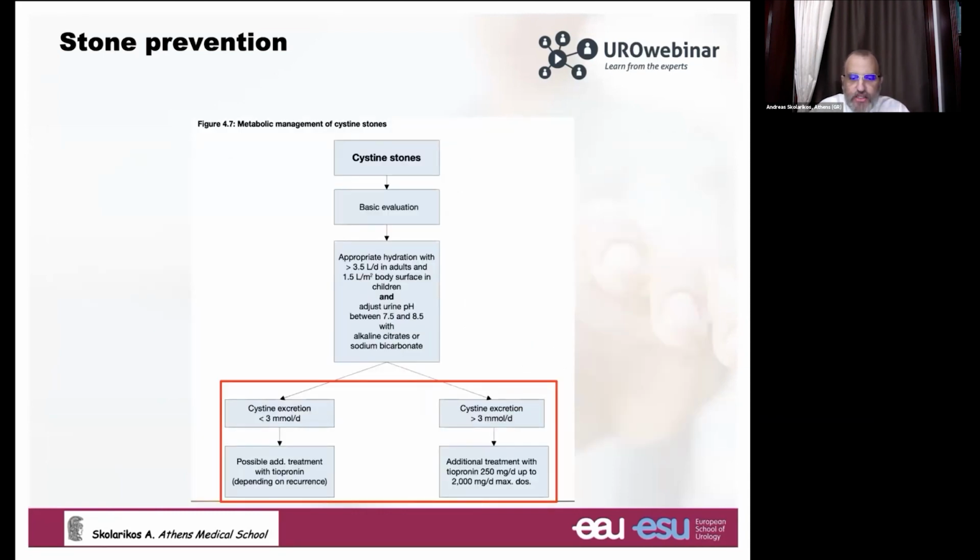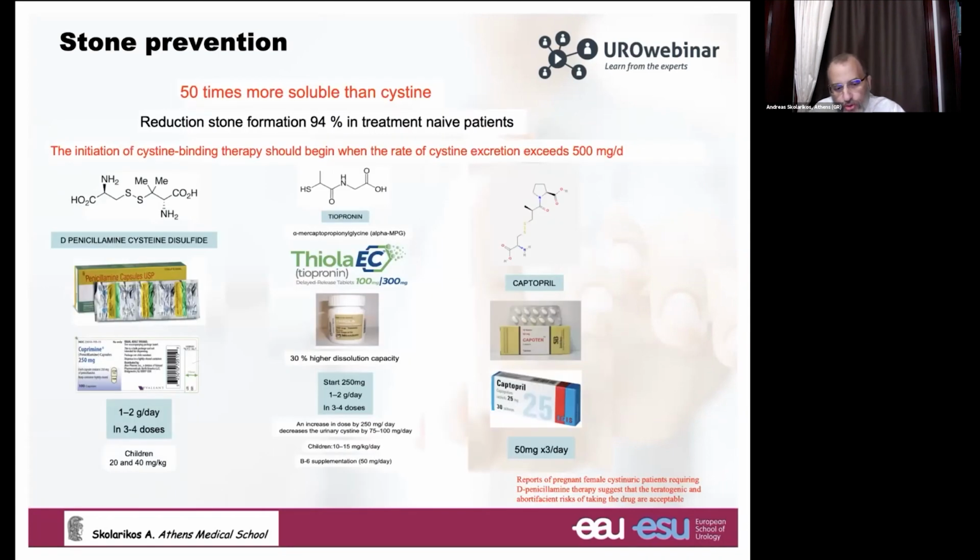And when the cystine urine concentration increases more than 3 millimoles per day and the previous treatment really fails, chelating agents are used, with the European Association of Urology recommending thiopronin, Thiola, as the best agent. The dose depends on the cystine 24-hour urine level, starting at 250 milligrams per day to control for allergic reactions and increasing up to 2 grams per day in 3 to 4 doses. The compound of cystine and thiopronin is 50 times more soluble than cystine alone.